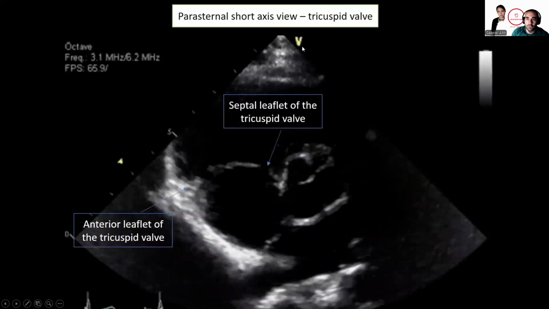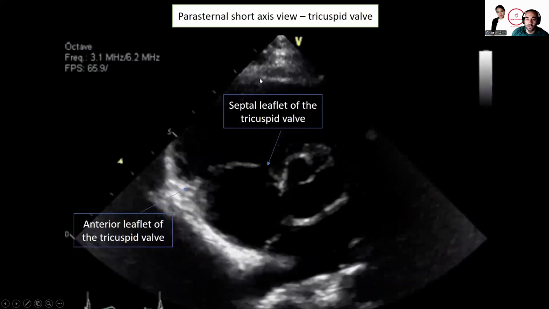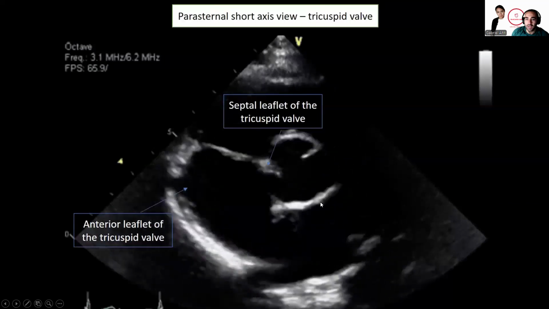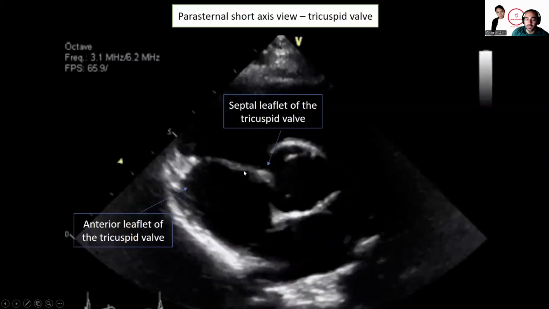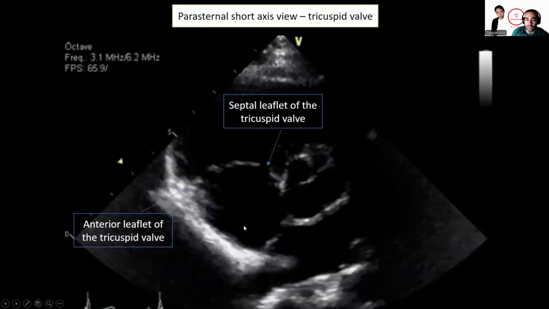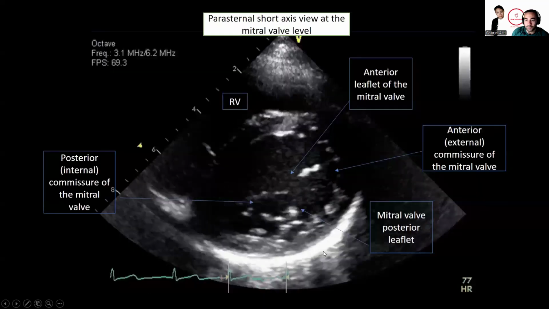Here it's a view where we're focusing more, in the parasternal view, on the right ventricle. So you have the right ventricle here, the aortic valve, and you have some of the leaflets. So this time you have what we call the septal leaflet and anterior leaflet of the tricuspid valve with the RA and a bit of the left atrium here.